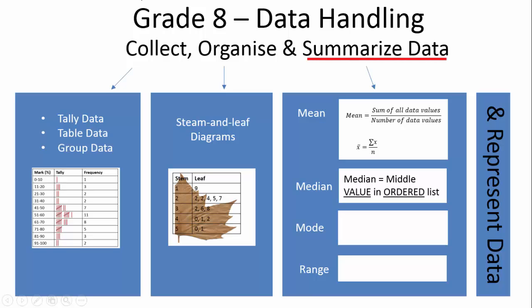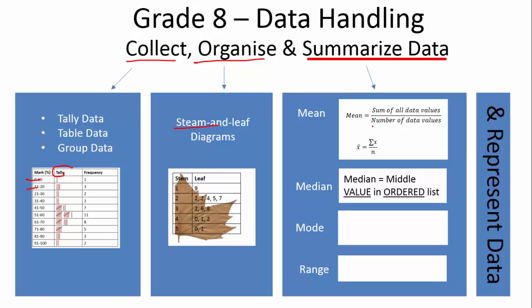Okay guys, now we're going to do our mode. Now remember, we're in the section of summarizing data. We previously collected data in tally tables, and grouped the data. Those were the groups over there. That was the tally, and this is all a table. And then we had our stem leaf diagrams, and this was a way to organize data. Now we want to summarize the data, get the most out of it as possible.